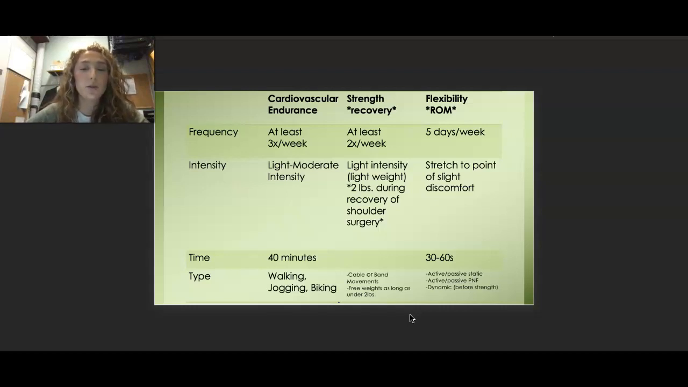We don't want to stretch to a point of pain or discomfort, so we wanted to passively or actively move to a point of slight stretch or discomfort, just to get enough in there. And then the time, about 30 to 60 seconds per stretch. And then for type, we want to definitely include active and passive static stretching. We want to do active and passive PNF. And we want to do dynamic before strength workouts as well.